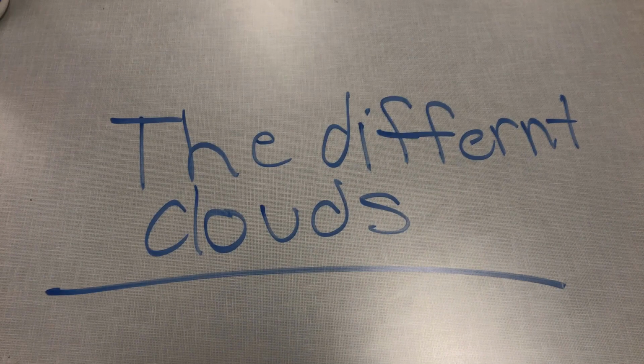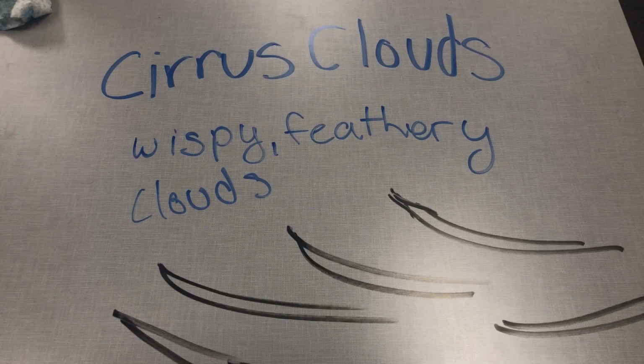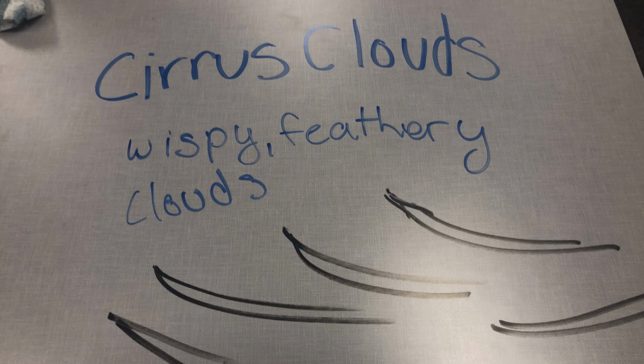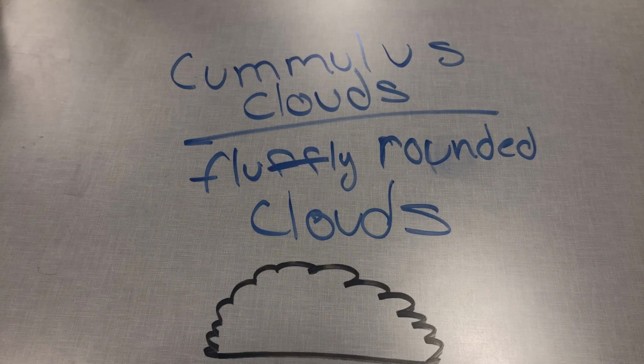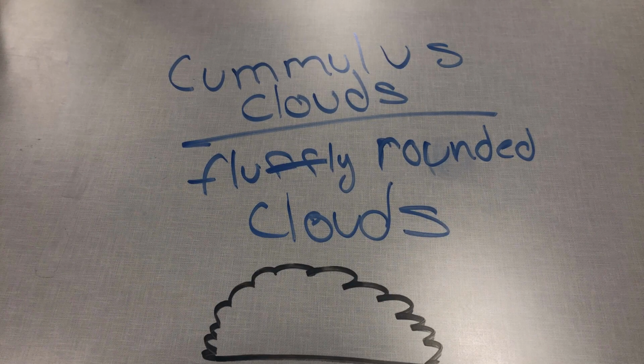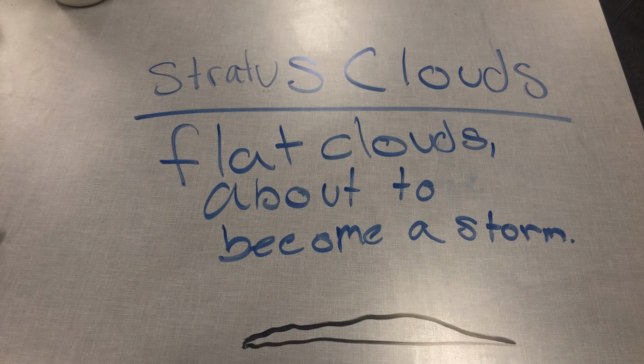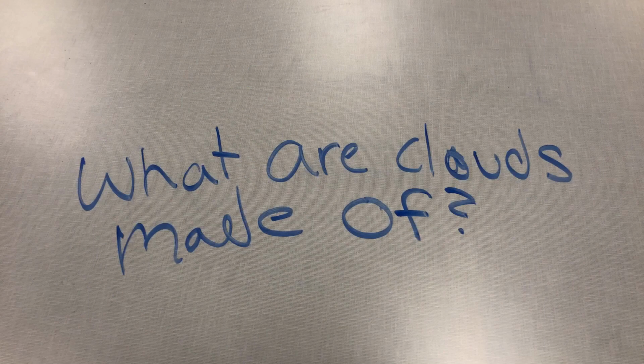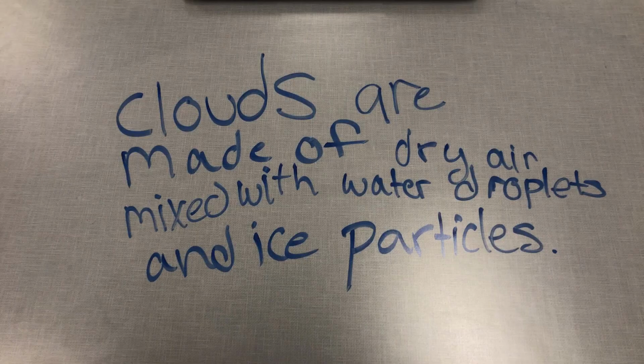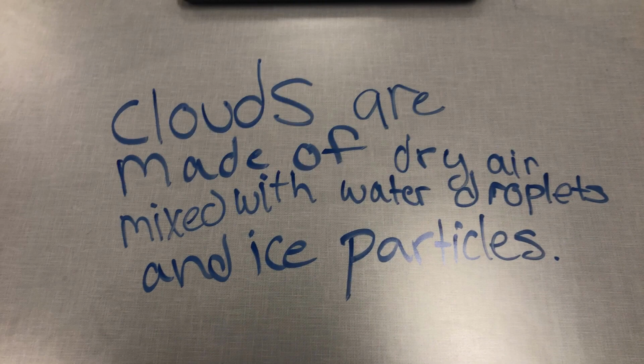The different clouds. Cirrus clouds, wispy feathery clouds. Cumulus clouds, fluffy rounded clouds. Stratus clouds, flat clouds about to become a storm. What are clouds made of? Clouds are made of dry air mixed with water droplets and ice particles.